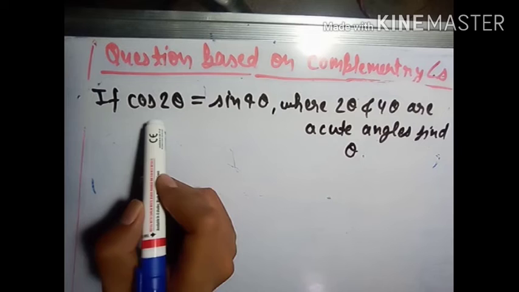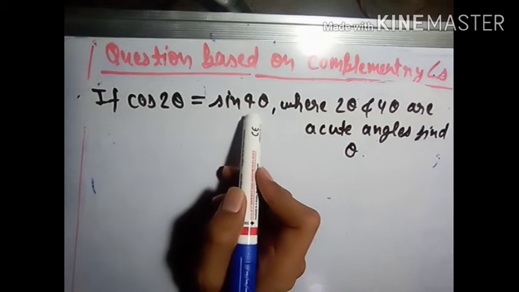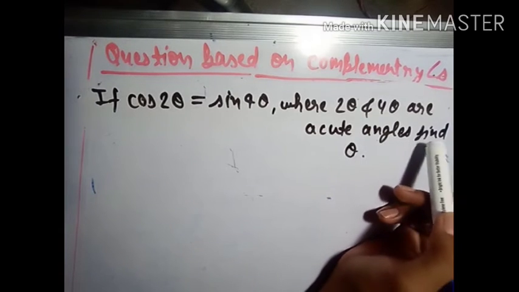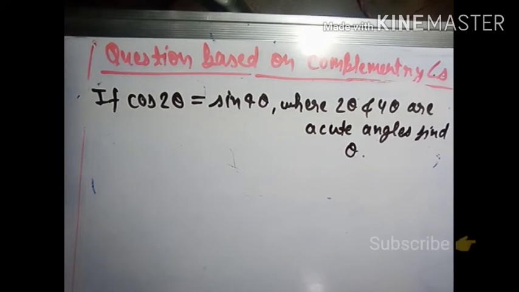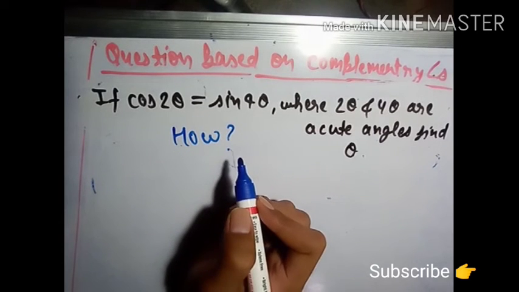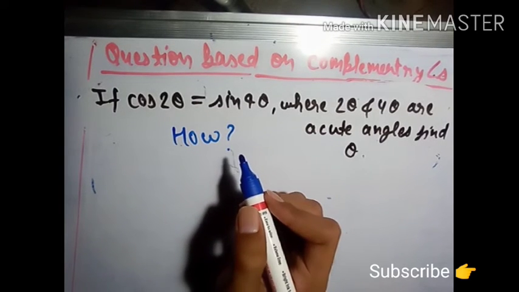This time I'm taking another question. If cos 2 theta is equal to sine 4 theta, where 2 theta and 4 theta are acute angles, find theta. So I'm taking this question, the reason being you are going to learn a lot from this question. So let's explore this question.